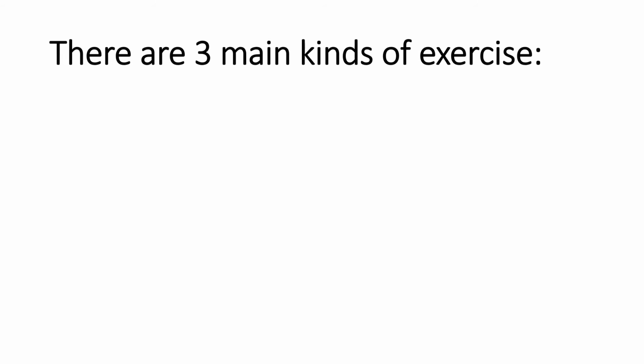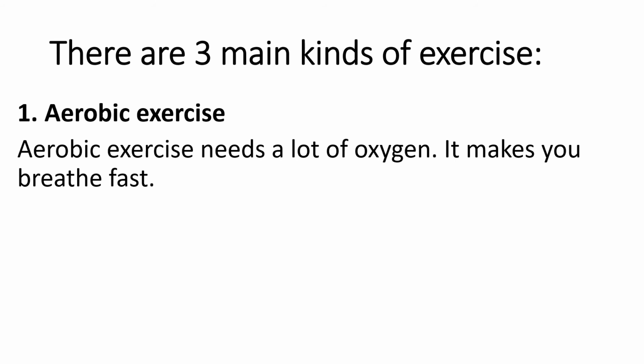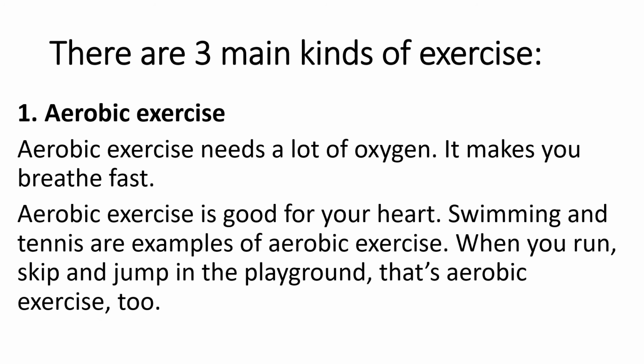So again, we're going to read it again. There are 3 main kinds of exercise. Aerobic exercise is the first one. And what does it mean by aerobic exercise? Aerobic exercise needs a lot of oxygen. It makes you breathe fast. Aerobic exercise is good for your heart. Swimming and tennis are examples of aerobic exercise. When you run, skip, and jump in the playground, that's aerobic exercise too.